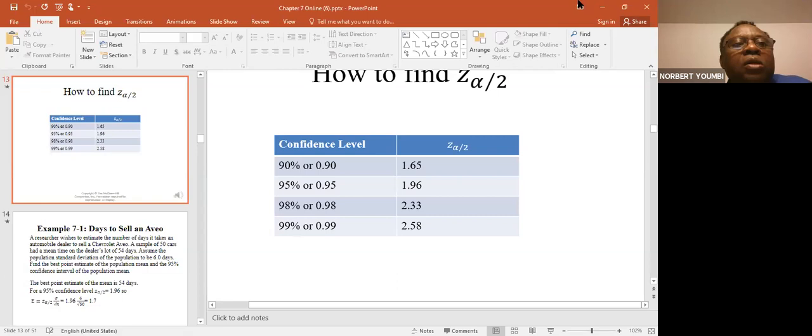Actually, this value of Z alpha over 2 is the value Z so that the area between minus Z and Z is the confidence level. You can always use that method to find the value Z alpha over 2, which will later on be called the critical value. If you have a confidence level, to find the critical value Z alpha over 2, think about Z so that the area between minus Z and Z is the confidence level. I've given you here the value of Z alpha over 2 for commonly used confidence levels.